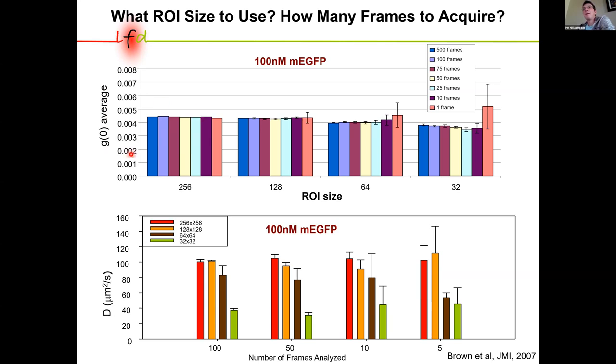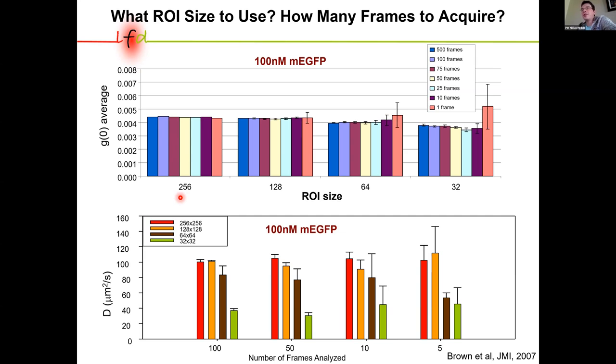So we see the bars on the leftmost, which says 256. Here we took the full image of 256 by 256 pixels and analyzed different numbers of frames. And you can see that you pretty much get the same amplitude, more or less independent of how many frames you were taking into account.